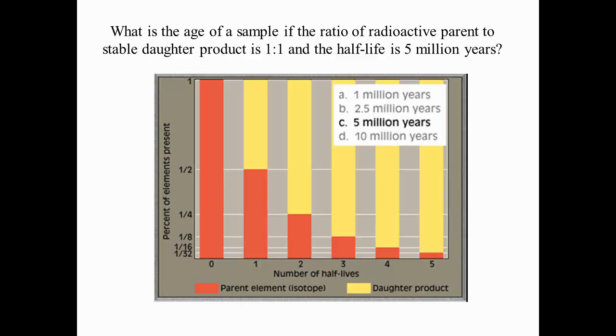So is there any question? If I was to give you a question like, for example, if the ratio of parent to daughter was, say, 12.5% parent and the rest being daughter, what would be the age of the sample if the half-life was given? You should be able to calculate the age of the sample.